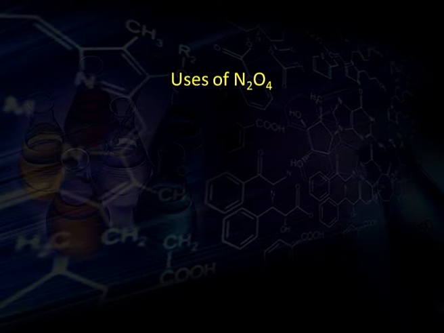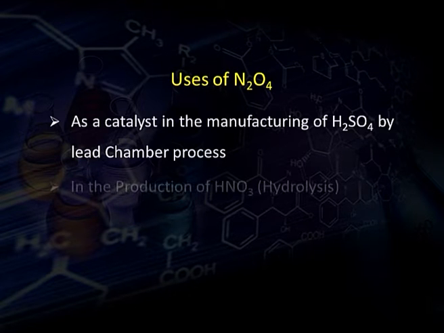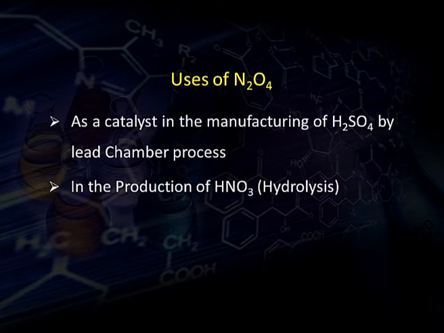Coming on to the uses of dinitrogen tetraoxide. N2O4 is used as a catalyst in the manufacturing of sulfuric acid by the lead chamber process. It is also used in the production of nitric acid by hydrolysis and it is also used as an oxidizing agent. The next topic, or we can say the last topic of this series, is the molten salts.